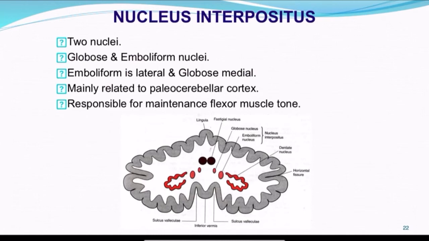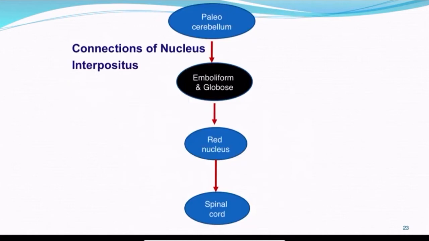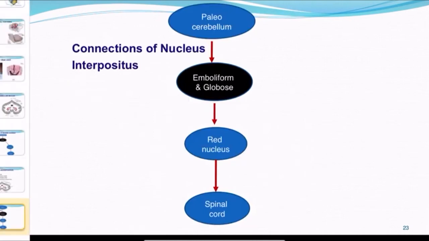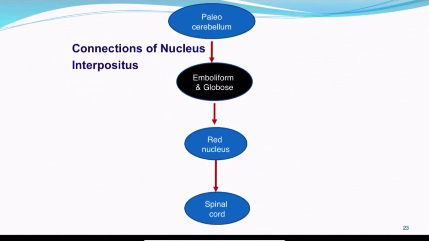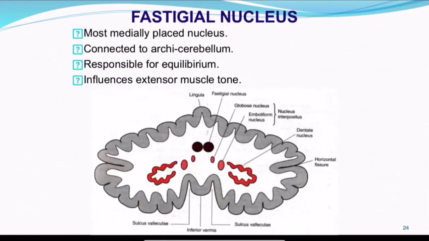Emboliform is lateral and globose is more medial, mainly related to paleocerebellar cortex, so they are responsible for maintenance of flexor muscle tone. The connections of nucleus interpositus: paleocerebellum sends the impulses to emboliform and globose nuclei, and these two will process the impulses and pass it on to red nucleus of midbrain, and from there to spinal cord.